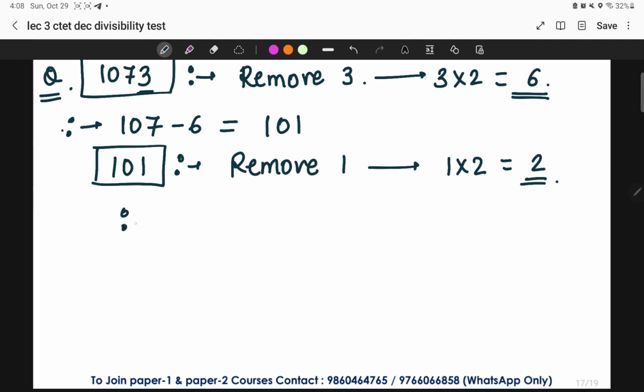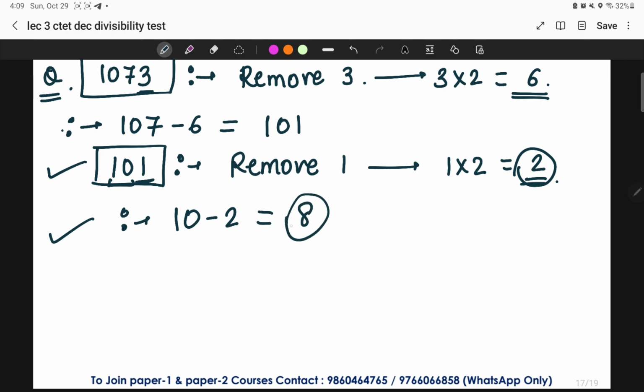What is step number 2 again? I have repeated step number 1 and now I'll repeat step number 2. Subtract the doubled number from the remaining number. If I remove 1, the number left is 10. 10 minus 2, what do I get? 8. Got it? Now as 8 is a single digit number and 8 is not divisible by 7, I can clearly say that 1073 is not divisible by 7.